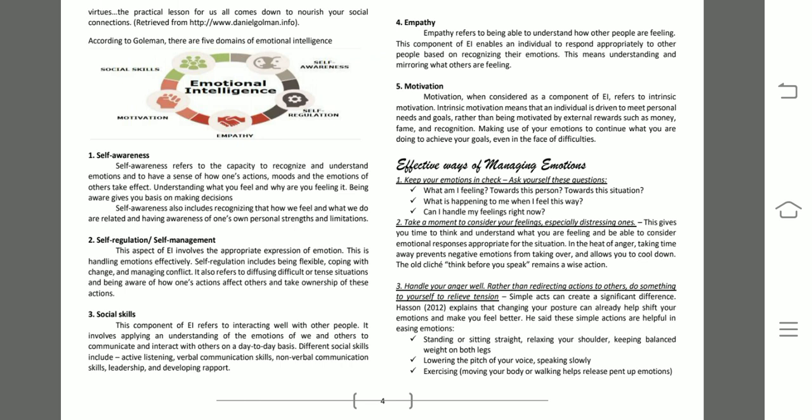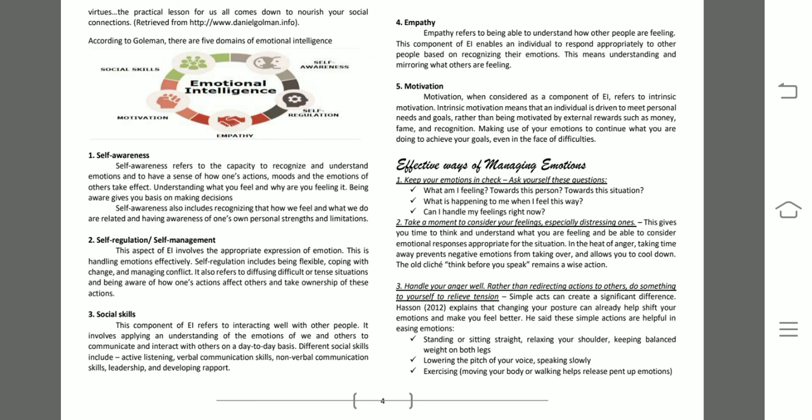So, unang-una guys, one of the domains of emotional intelligence is self-awareness. Pag sinabi natin self-awareness, it refers to the capacity to recognize and understand emotions and to have a sense of how one's actions, moods, and emotions of others take effect. Okay? Having self-awareness also includes recognizing that how we feel and what we do are related and having awareness of one's own personal strengths and limitations.